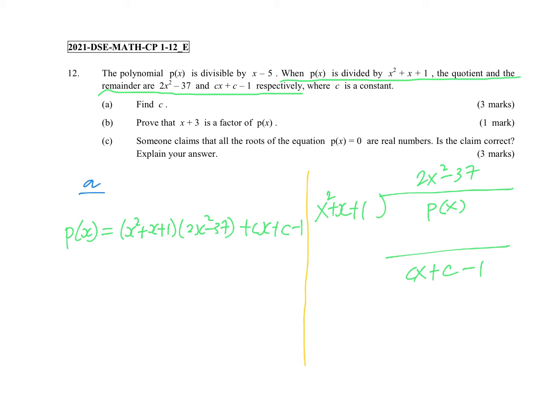So here is 1 mark already, because we try to make use of the division algorithm to relate the 4 polynomials here. We try to relate p(x), x squared plus x plus 1, the quotient as well as the remainder polynomial, the 4 polynomials all together. So 1 precious mark already. Very important to set up the expression first. And then since p(x) is divisible by x minus 5, of course here we can make use of p(5).